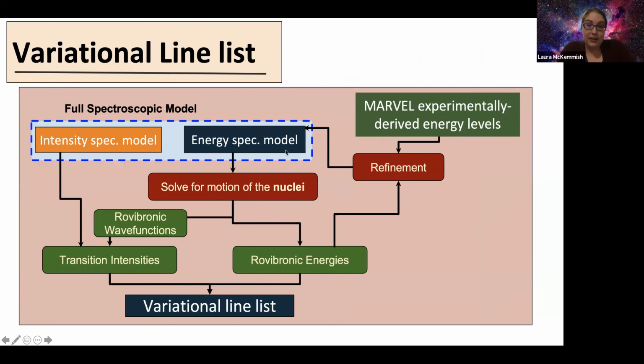So based on this, we can actually create a variational line list by taking our intensities, our energies that we've refined using MARVEL, and then eventually we get a variational line list. And this was the traditional approach that might have been used by, for example, the ExoMol team.